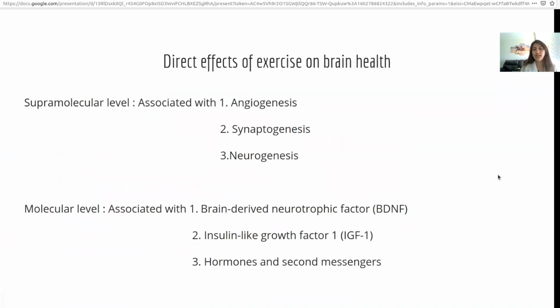So, what are the direct effects? Exercise is associated with angiogenesis, synaptogenesis, and neurogenesis in the brain, and it is mediated by factors such as brain derived neurotrophic factor, insulin like growth factor one, and hormones and second messengers.